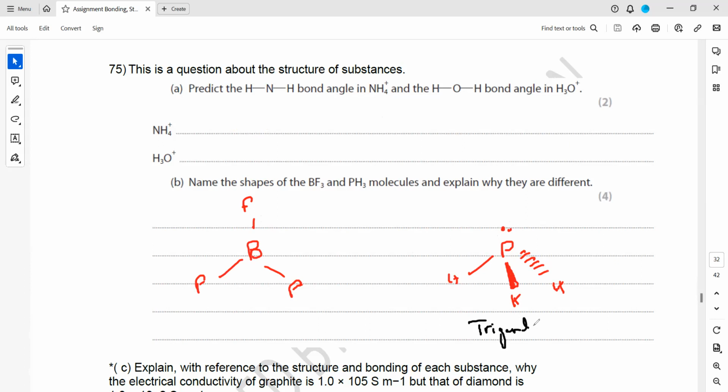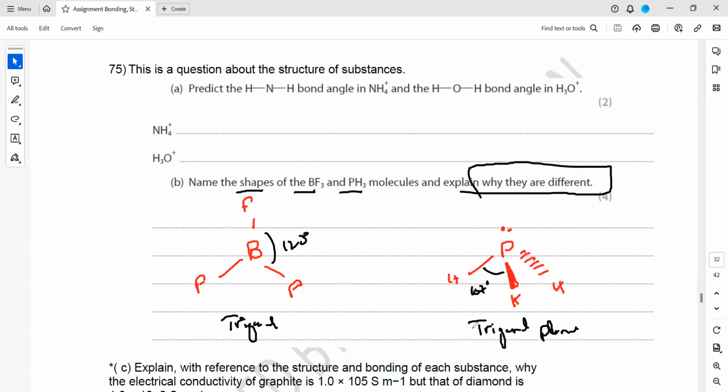BF3 will be trigonal planar. What will the bond angle be? The bond angle is 120. And for PH3, what will the bond angle be? It will be 107. So name the shape of BF3 and PH3 molecules and explain why they are different.